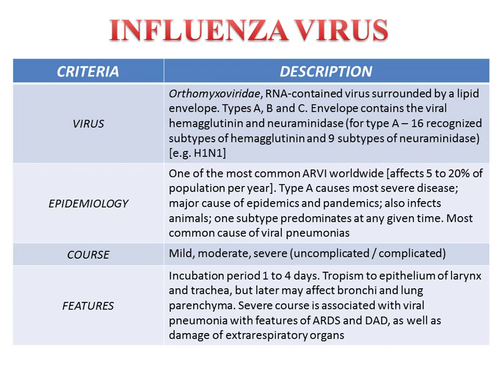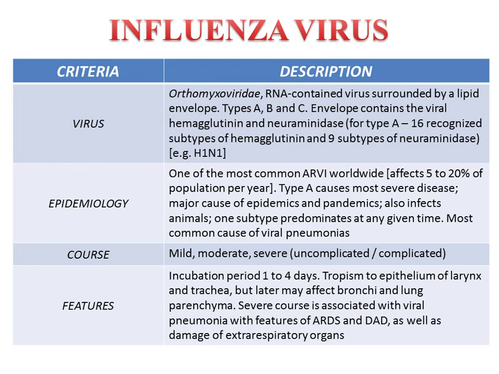And exactly type A causes more severe disease and is the major cause of epidemics and pandemics. It may also infect animals, like swine influenza or avian influenza, and one subtype predominates at any given time. According to the statistics, influenza, and especially type A influenza, is the most common cause of viral pneumonias. According to the course, influenza viruses may cause mild, moderate, or severe disease. And the last one, severe, could be uncomplicated or complicated.